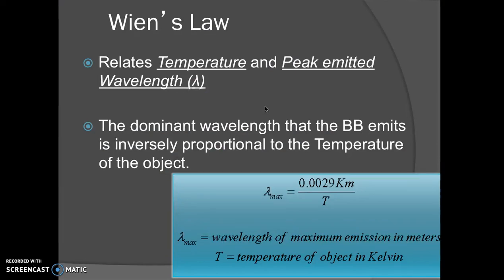Okay, there's two laws I want to point out when it comes to blackbody temperature curves. First is Wien's law, and it relates the temperature and the peak emitted wavelength. The dominant wavelength that the blackbody emits is inversely proportional to the temperature of the object. So you don't need to worry about the formula here. Just notice that the wavelength, to get that max or that peak wavelength, which is lambda max here, is inversely proportional to the temperature in Kelvin. Okay, this is just a constant up here. So Wien's law says that the temperature and the peak wavelength are inversely proportional.